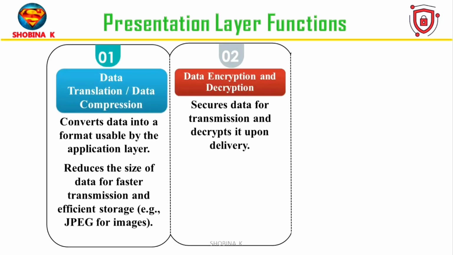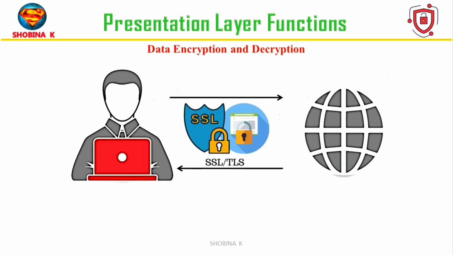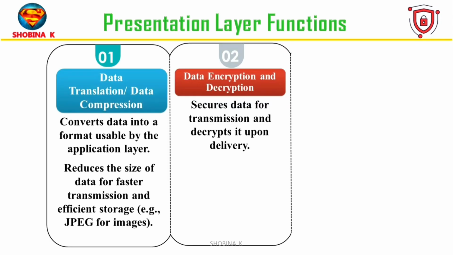Next function is data encryption and decryption. The presentation layer keeps data secure by converting into an unreadable format before sending. This process is called encryption and restore to its original format when received. This process is called decryption. For example, protocols like SSL and TLS ensures a safe web connection by encrypting sensitive information like passwords.